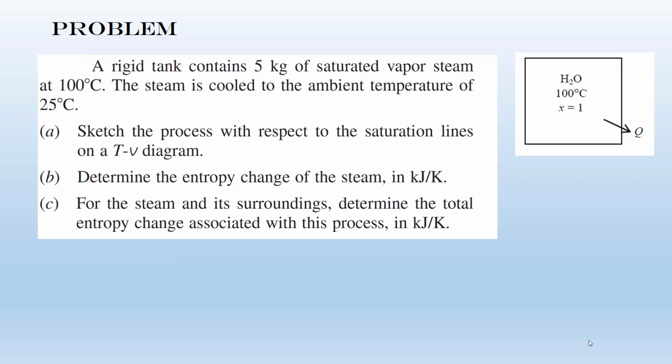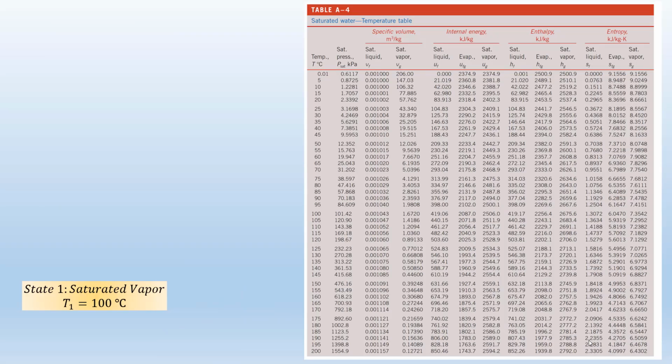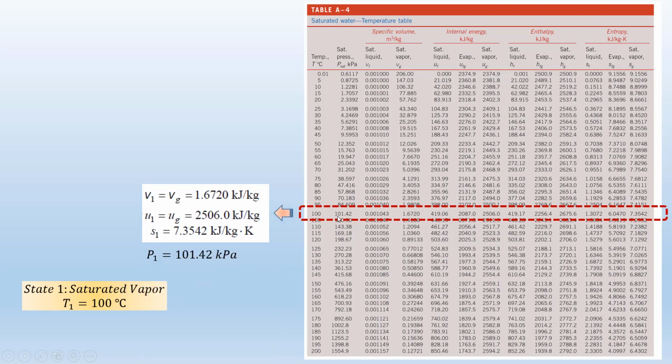Okay, so for state one, what you need to do is use table A4, the saturated water temperature table, because you have the temperature. For state one, the temperature is 100, and we have saturated vapor. So you need to report all the thermophysical properties for saturated vapor. For example, you can report the ν_g, you can report the s_g, all these properties, and keep in mind that the pressure is 101.42 kilopascal. So this is all the information. You have ν, u, s, entropy, and pressure P1.